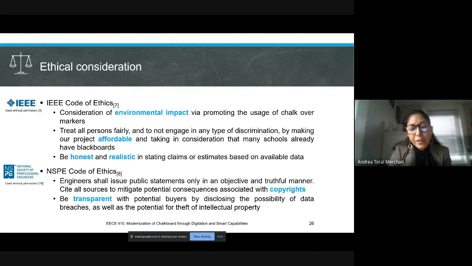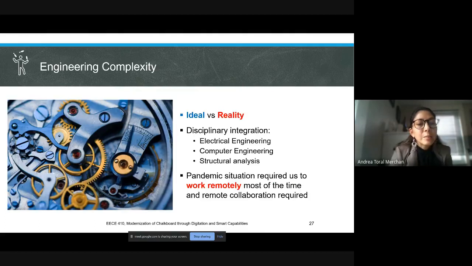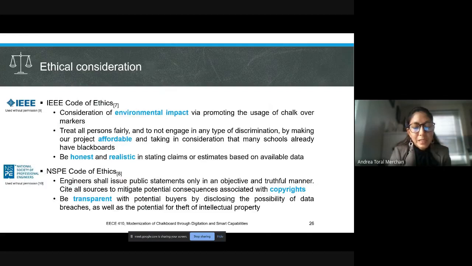For ethical considerations, we follow the IEEE Code of Ethics, where our impact is treating all persons fairly by making our product affordable, and we're trying to be honest and realistic in stating claims based on our project. We also use the NSPE Code of Ethics. We just want to cite all sources to avoid potential copyright issues and be transparent with our potential buyers.